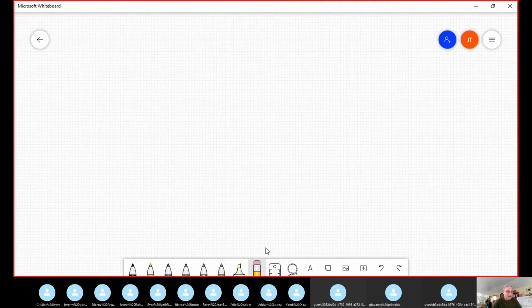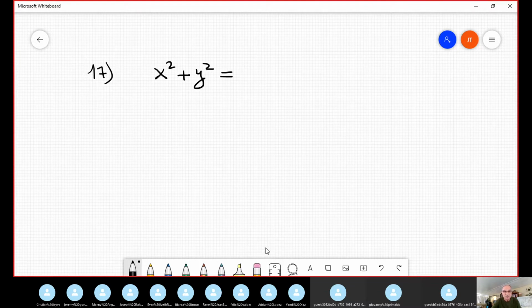17 is easy. It is x squared plus y squared equals 9. It's a circle. This is a circle with the center located at the origin (0,0) and the radius 3.